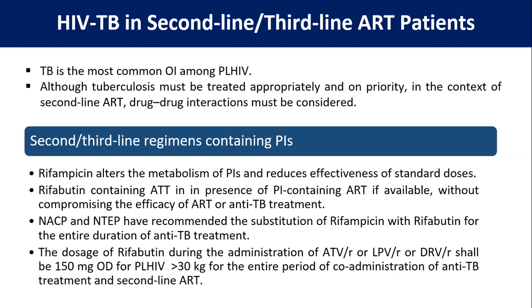So in case we need to treat a patient on PI with rifampicin, we need to replace rifampicin with rifabutin-containing ATT in the presence of PI, without compromising the efficacy of ART or anti-TB treatment. But nowadays, in many of the places, rifabutin is not available. In such a case, we need to modify the ART regimen if we want to continue with the rifampicin-based regimen.